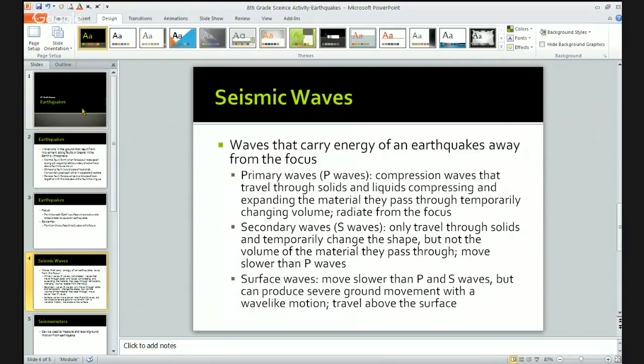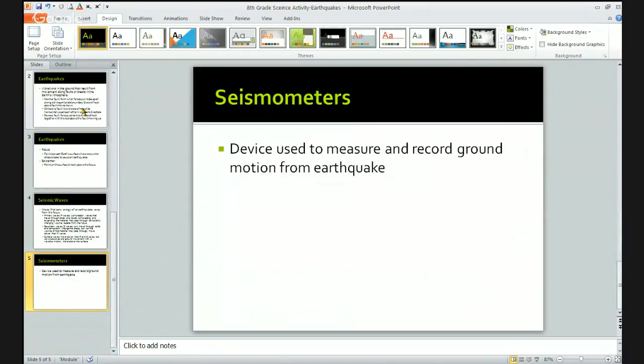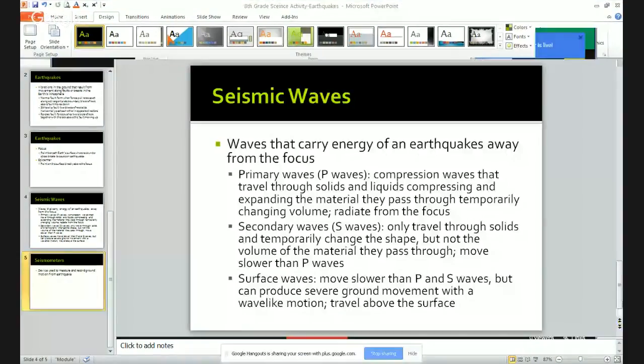The last thing that I really want to talk about is the seismometer. Maybe it's going to go down. I've got kind of a lag here. Okay, it's not going to open it for me.